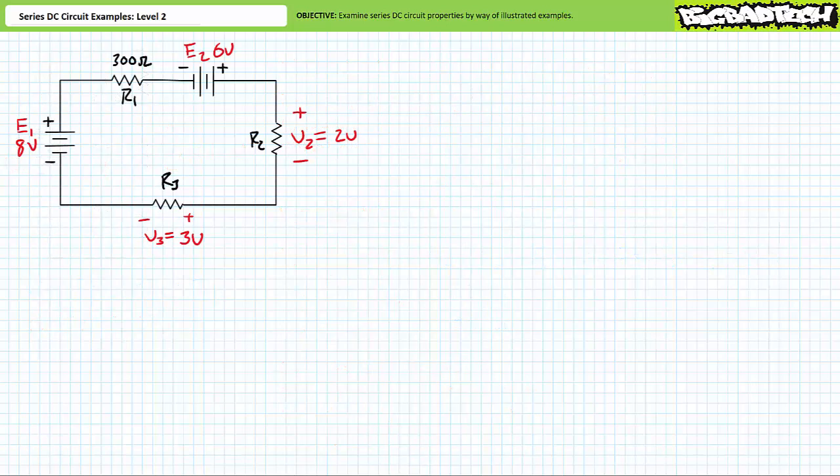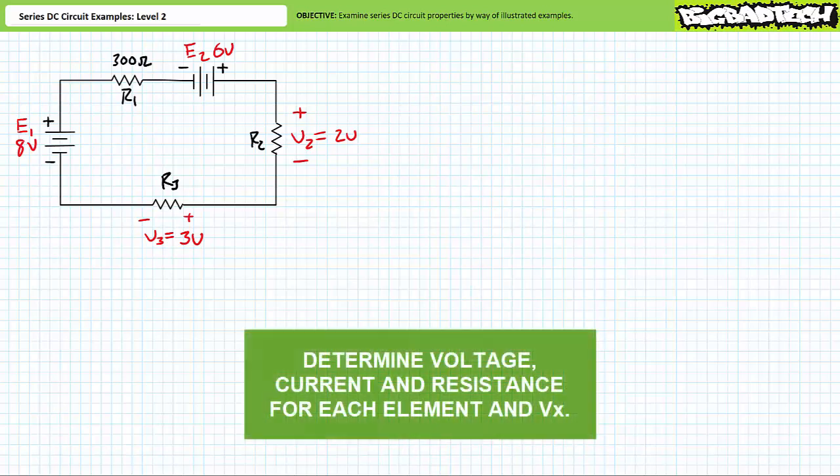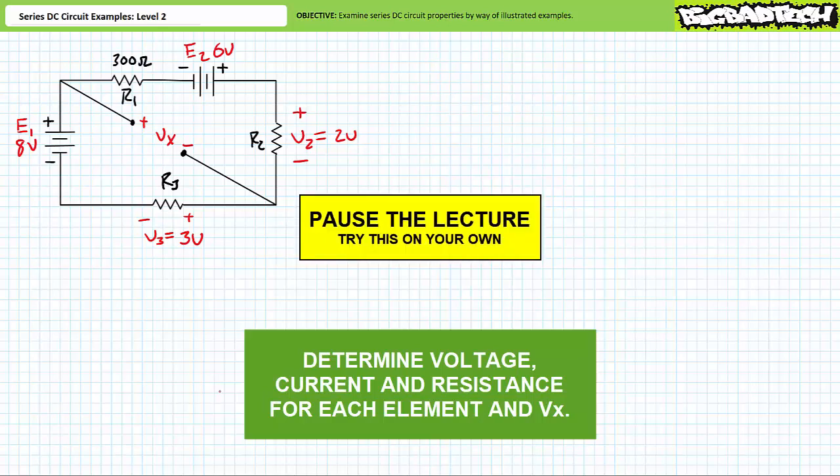Alright, our last illustrated example problem features E1, an 8-volt source, in a series aiding relationship with E2, a 6-volt source, and a series combination of 3 resistors, R1 having a value of 300 ohms, and R2 and R3 are unknown resistors. R2 is experiencing a 2-volt drop with a given polarity, and R3 is experiencing a 3-volt drop with the indicated polarity. We're being asked to solve for the voltage drop across each element and the current through each element. And just to make it challenging, we're additionally being asked to solve for unknown voltage Vx with the indicated polarity. By all means, pause the lecture and try this on your own.